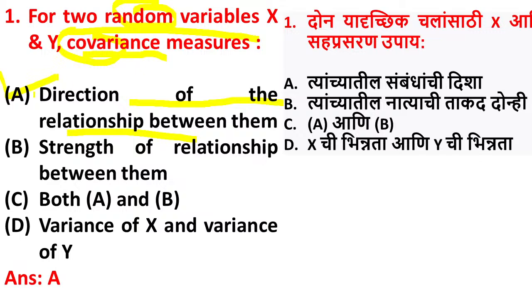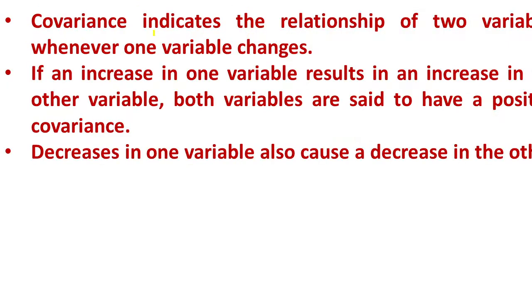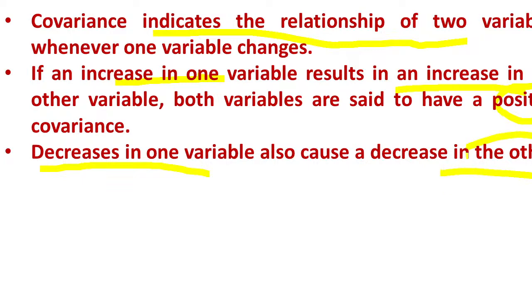Covariance measures direction of the relationship between the two variables. Yes, covariance indicates the relationship of two variables, and if an increase in one variable results in an increase in the other variable, this is known as positive covariance. When one variable increases, the other variable decreases, then it is known as negative covariance.